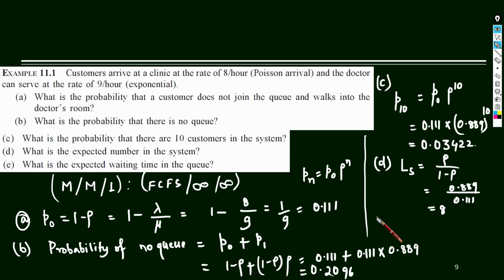Now E, expected waiting time, that means WQ. He is asking about waiting time in the queue. So that comes LQ divided by lambda. LQ is LS minus rho, divided by lambda. So LS is 8, rho is 8 by 9, and divided by lambda. Lambda is 8. So how much is this one?